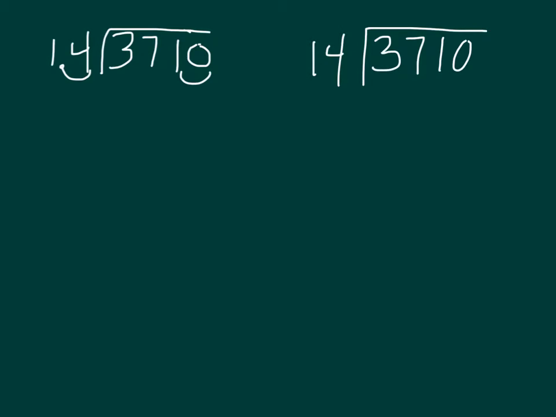For number 2, I already moved over the decimal point and added the 0. So now we're over here. 14 doesn't go into 3, but it will go into 37 2 times. And I get 28. I subtract and I get 9.